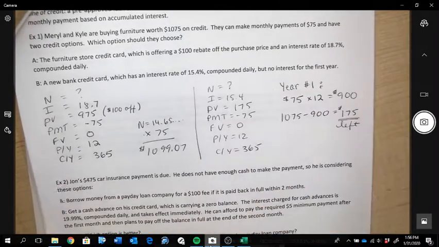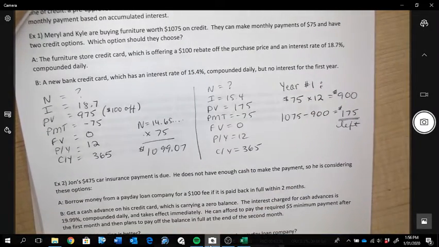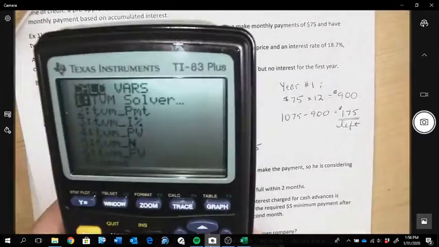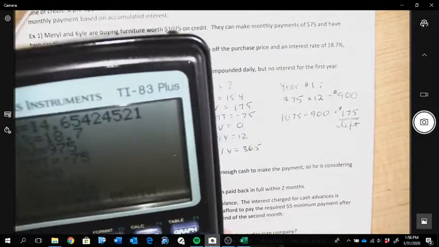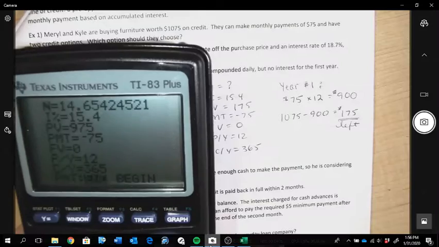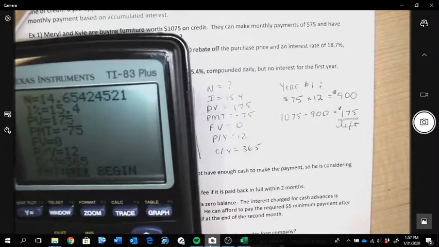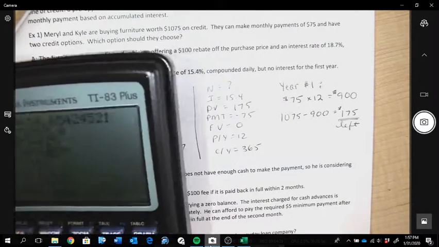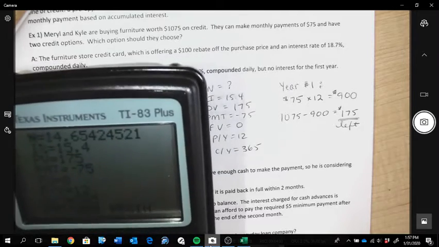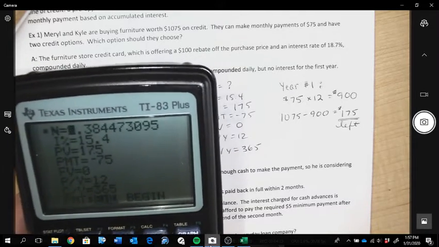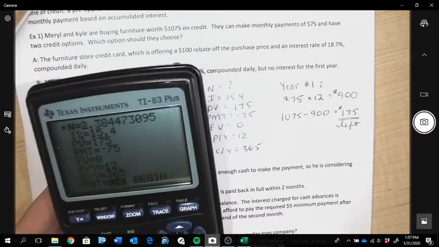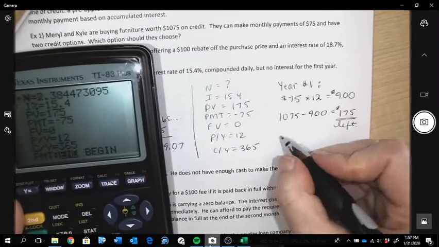Okay, so we're going to calculate that. Okay, so 15.4, 175, and I think the rest is the same. So it would take me 2.38 months.